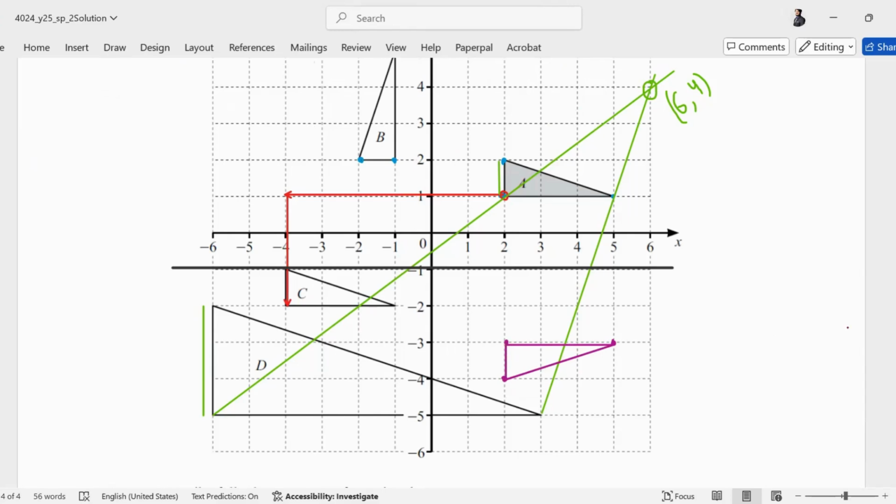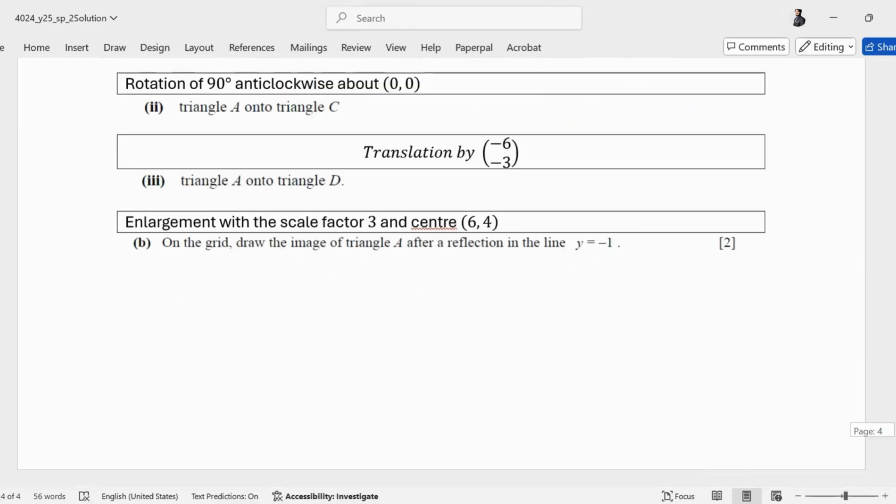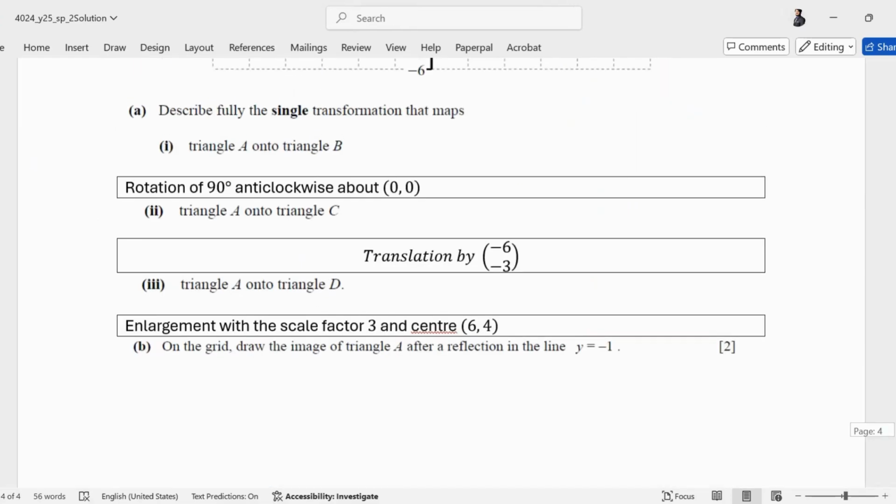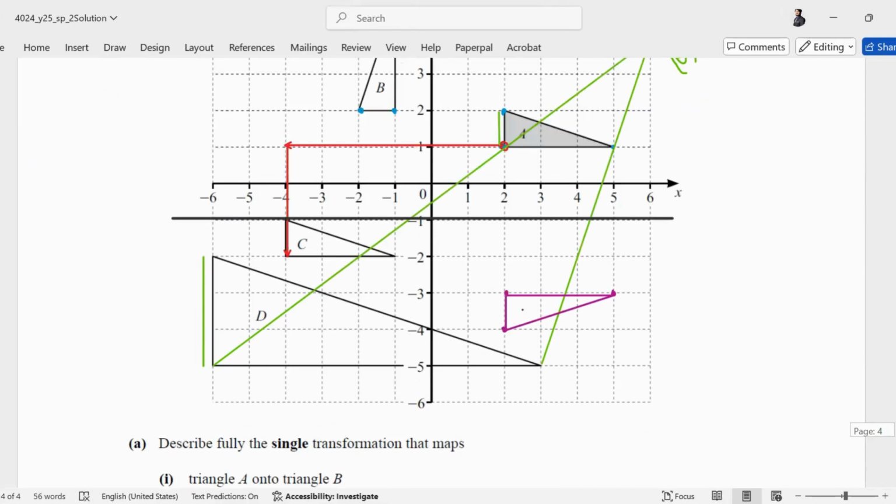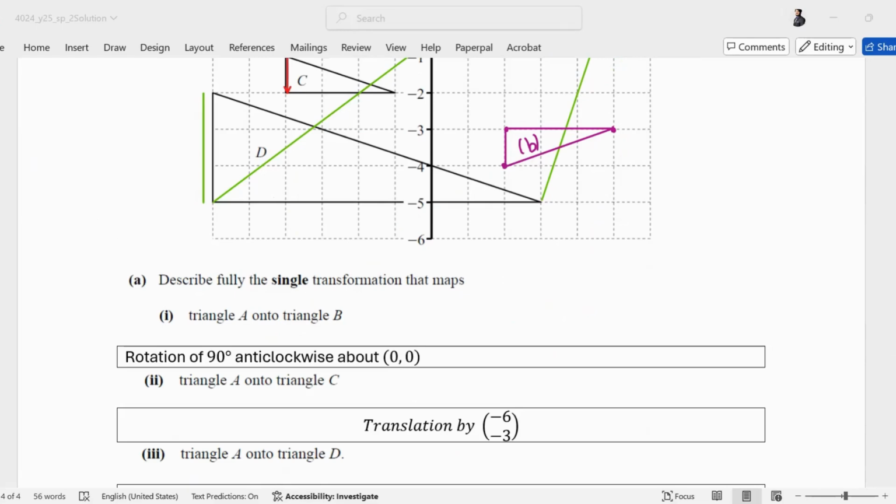And this is the answer to part B. If the question does not ask you to name it, you better write the part that you are referring to. This is the answer to part B. This will help you score marks. So this is your answer to part B.